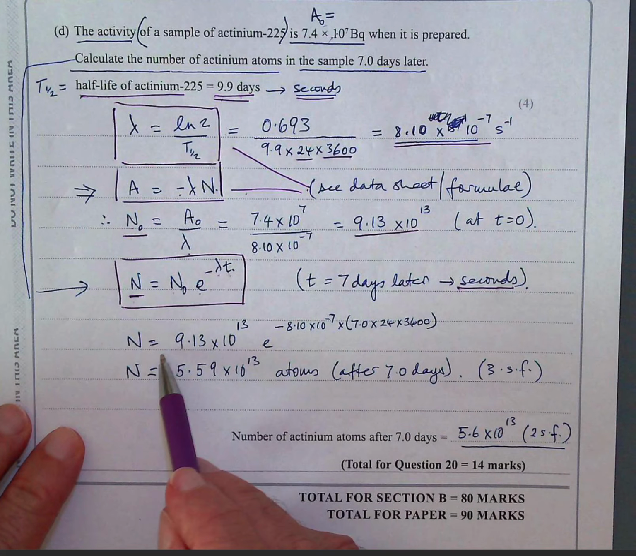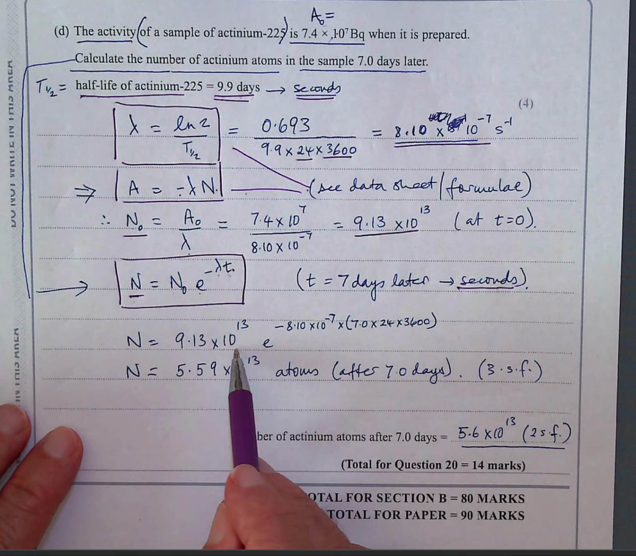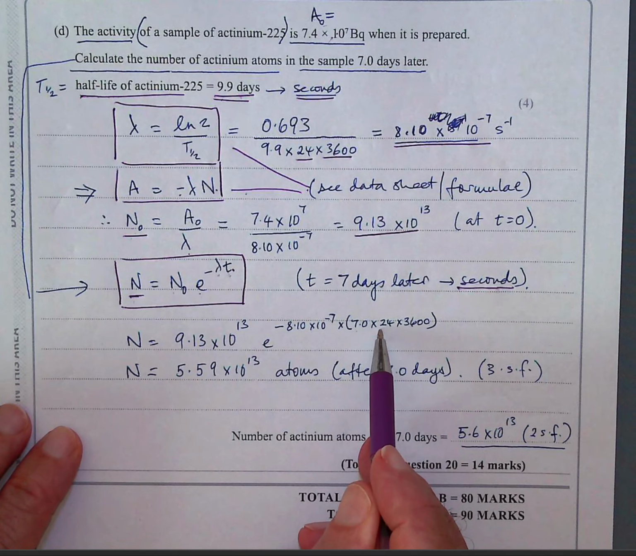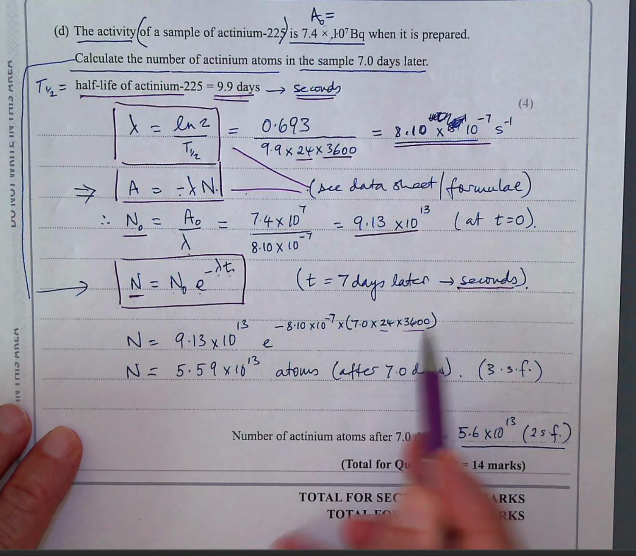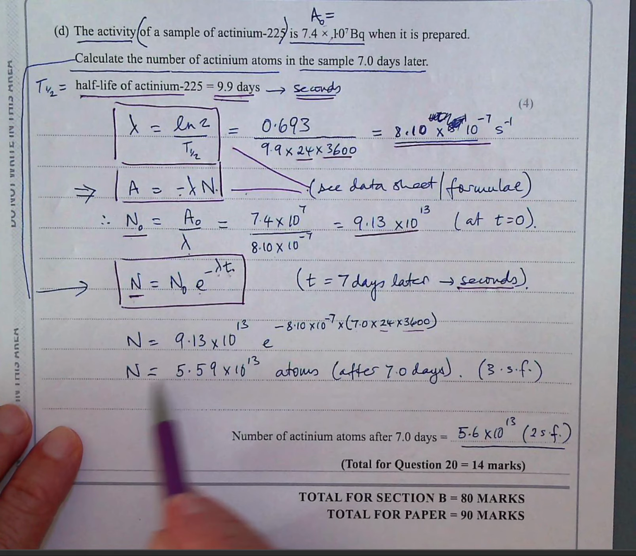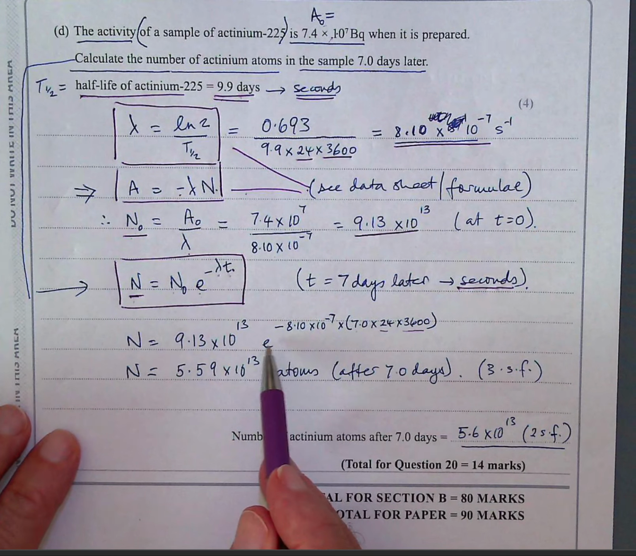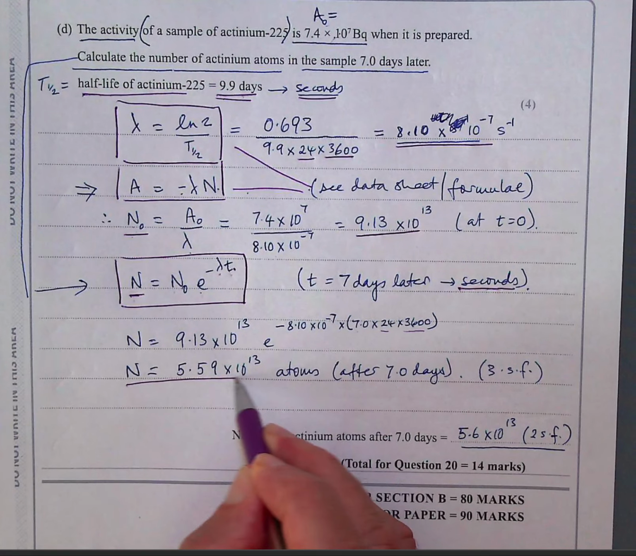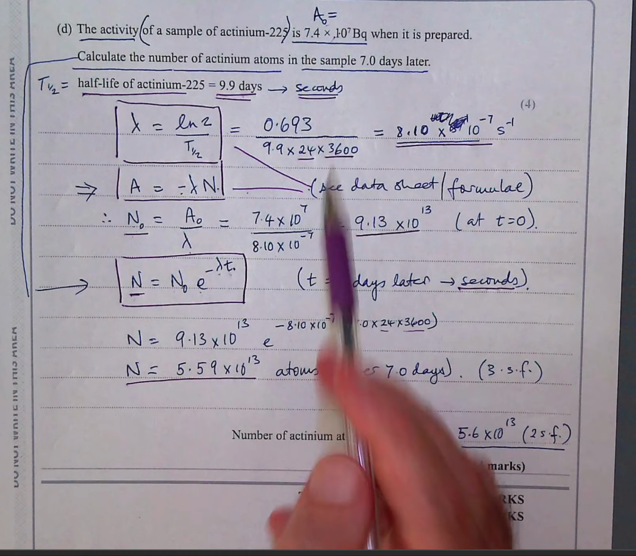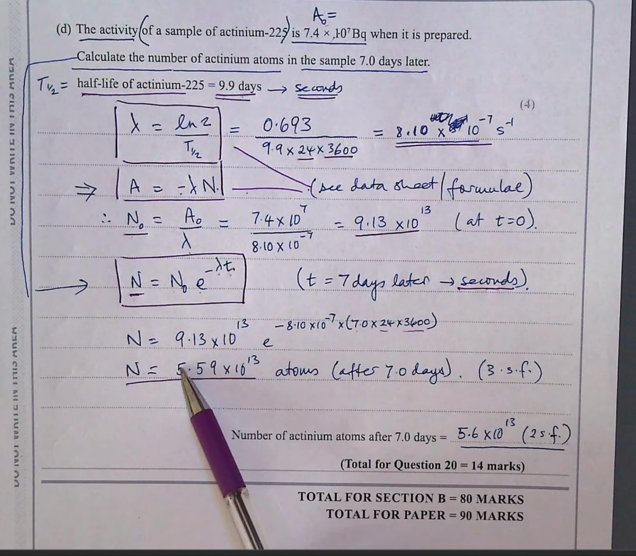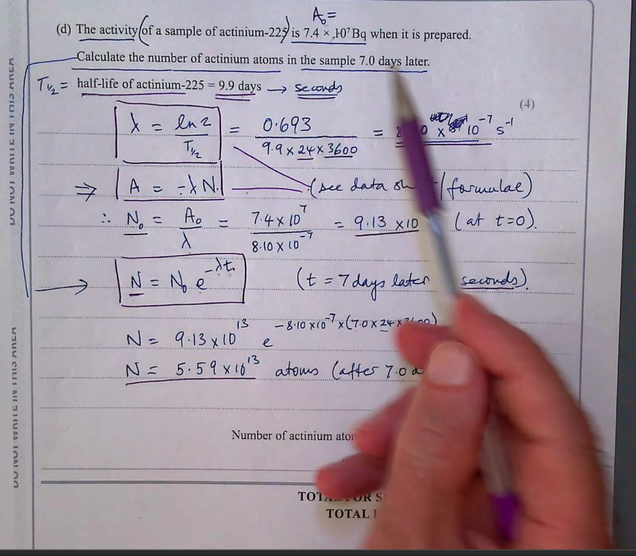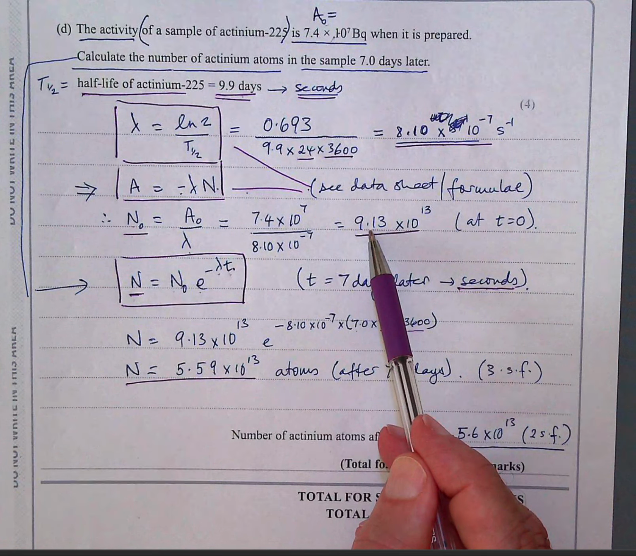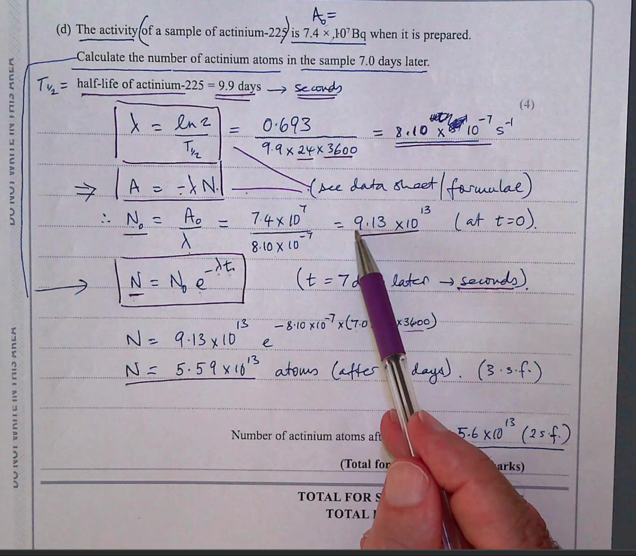So all you've got to do is put your numbers in. There's N0, there's e to the minus lambda times t, multiply by 24 to get in hours, multiply by 3,600 to get into seconds. You put the numbers in your calculator, and you can just use the e value. You'll get this number out, which, as I said, is more than half of the original number. So it's about 5.6 to 9.1.